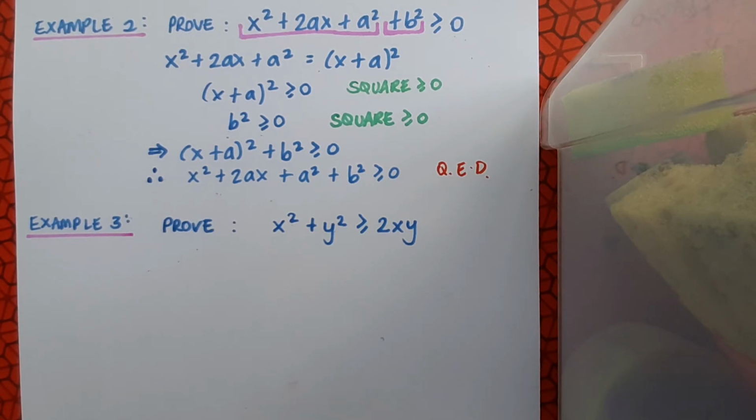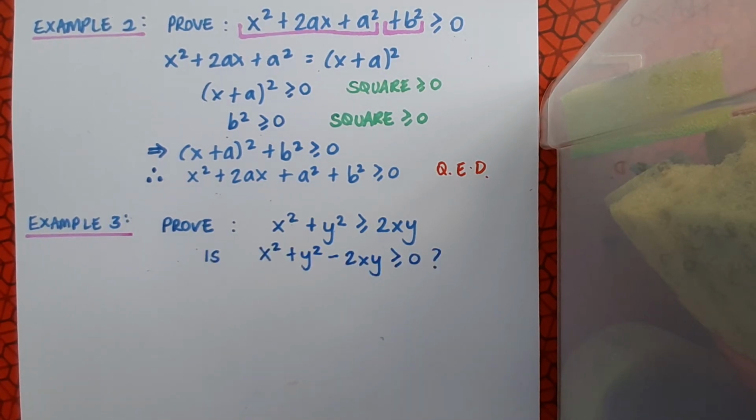That's quite tricky. Instead, I'm going to rewrite this statement completely by bringing this 2xy over to the left. And instead of having it as a statement greater than or equal to 2xy, I'm going to make it be greater than or equal to 0. Now notice I'm not stating for a fact that x squared plus y squared minus 2xy is greater than or equal to 0 because I just don't know yet. I'm asking the question, is it? So let's have a look at this.